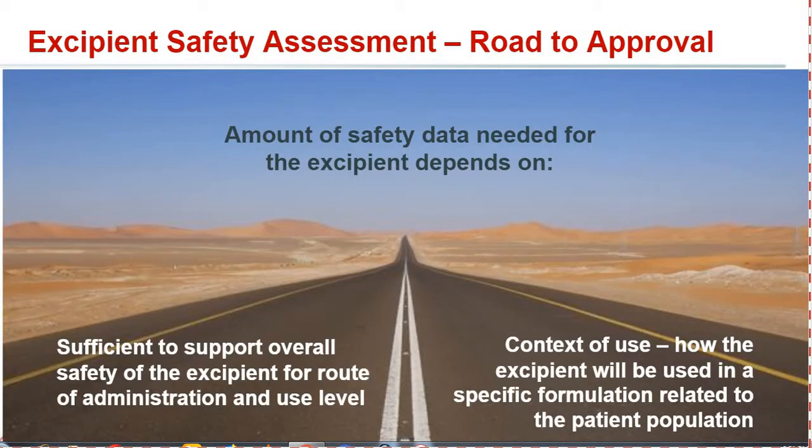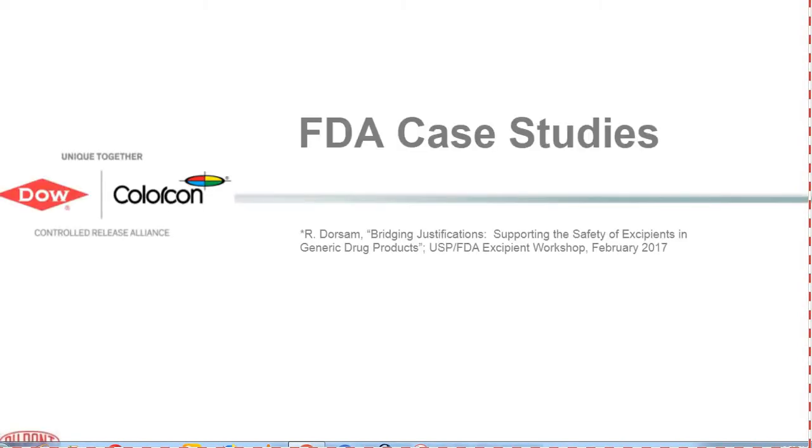So when we're talking about the road to approval for your ANDA, the amount of safety data that's needed in the bridging justification for the excipient really depends on sufficient information to support the overall safety of the excipient for its route of administration and use level, but also, very importantly, the context of use and how that excipient will be used in a specific formulation related to a specific patient population. So at this point, we're going to talk about a couple of case studies that FDA has presented, and hopefully this will give you some idea of what FDA considers good information and what can be improved.